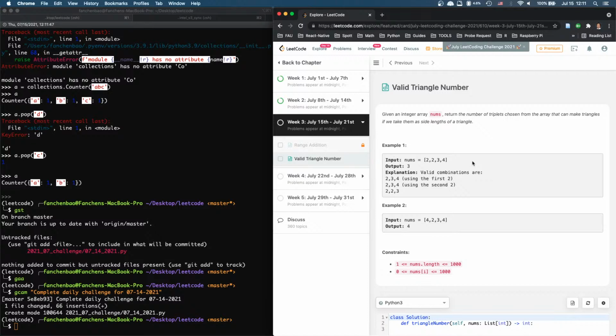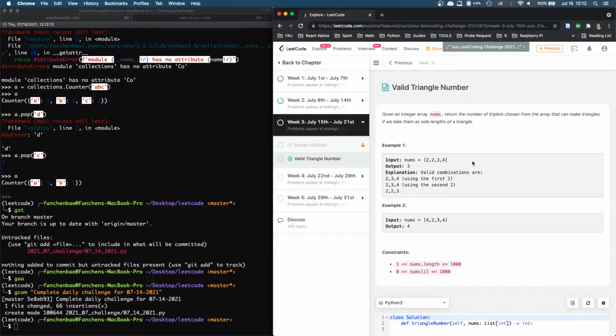Given an integer array nums, return the number of triplets chosen from the array that can make triangles. Oh no, I have not done this before. If we take them as sides, the requirement for a triangle is the sum of two lengths must be larger than the third length.